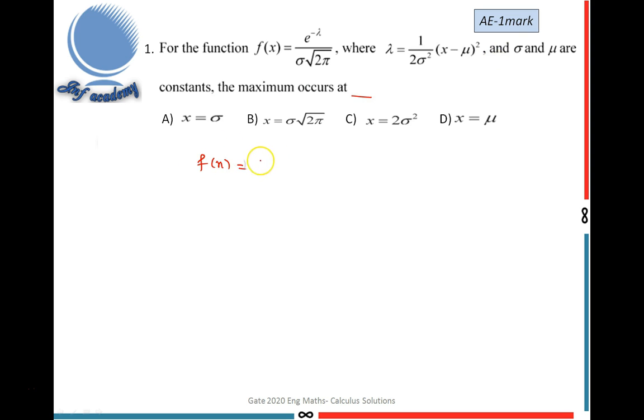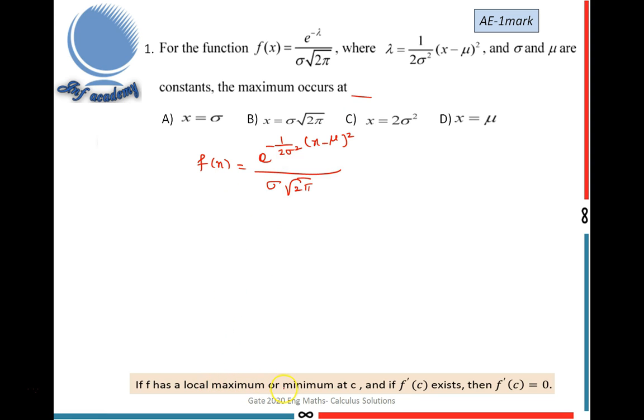Here the function f of x is given: f of x equal to e power minus lambda, where lambda is 1 by 2 sigma square, x minus mu whole square, divided by sigma into root 2 pi. Here sigma and mu are constants. Now I am going to explain one theorem. The theorem is: if f has a local maximum or minimum at c, and if f dash of c exists, then f dash of c equal to 0.